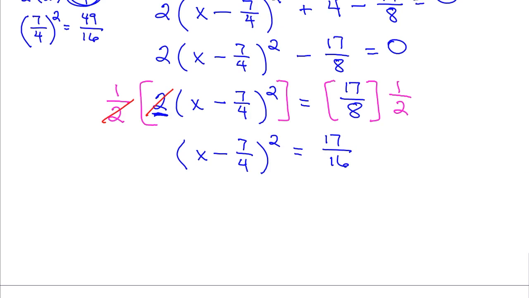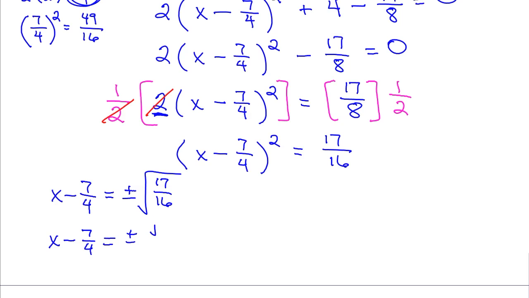Now we take the square root property. I'm going to write it over here to save some room. So we have x minus 7/4 is equal to plus or minus the square root of 17 over 16. When you take the square root of a fraction, remember that you can split that up by taking the square root of the numerator and the square root of the denominator. The square root of 17 cannot be simplified, but the square root of 16 is 4.